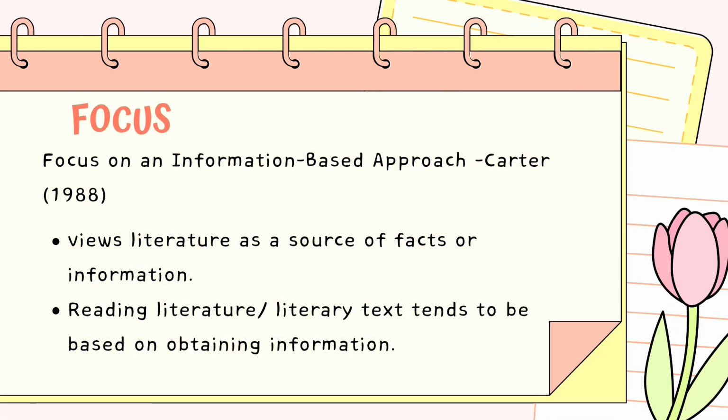Next, we have the focus. The cultural model focused on an information-based approach. This approach, as proposed by Carter, views literature as a source of information. It emphasizes the act of reading as a process of acquiring factual knowledge. The primary goal of reading literary texts is to extract information rather than focusing solely on aesthetic or emotional responses.